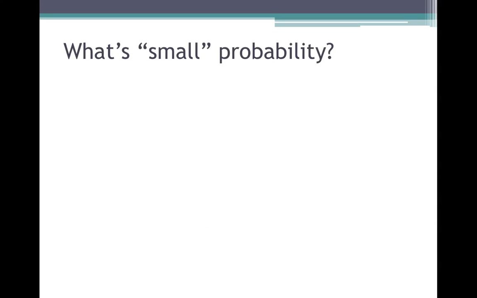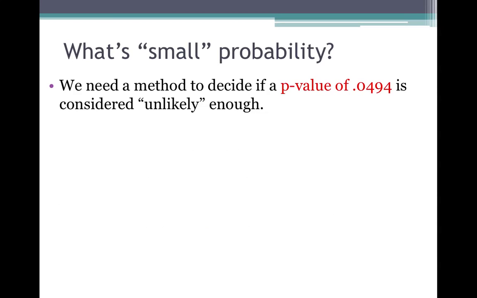So what's considered small in that case? We need a method to decide if the p-value of 0.0494 is considered unlikely enough. Because it is not big, it's not a tremendous probability, but it's also not as small as 0.0062, which is what we had before.